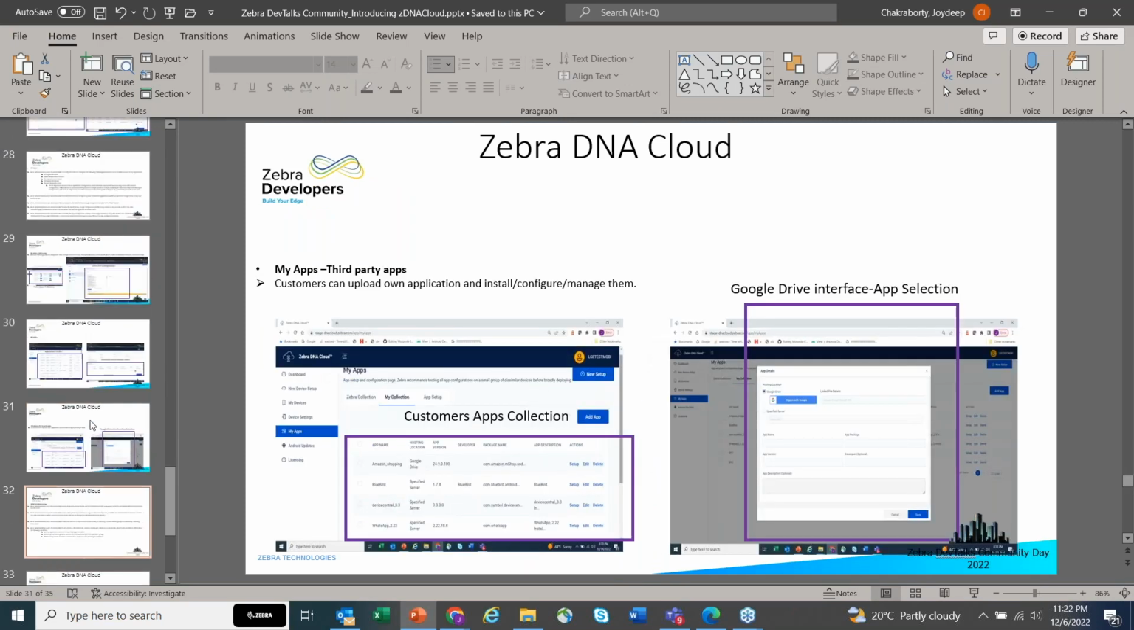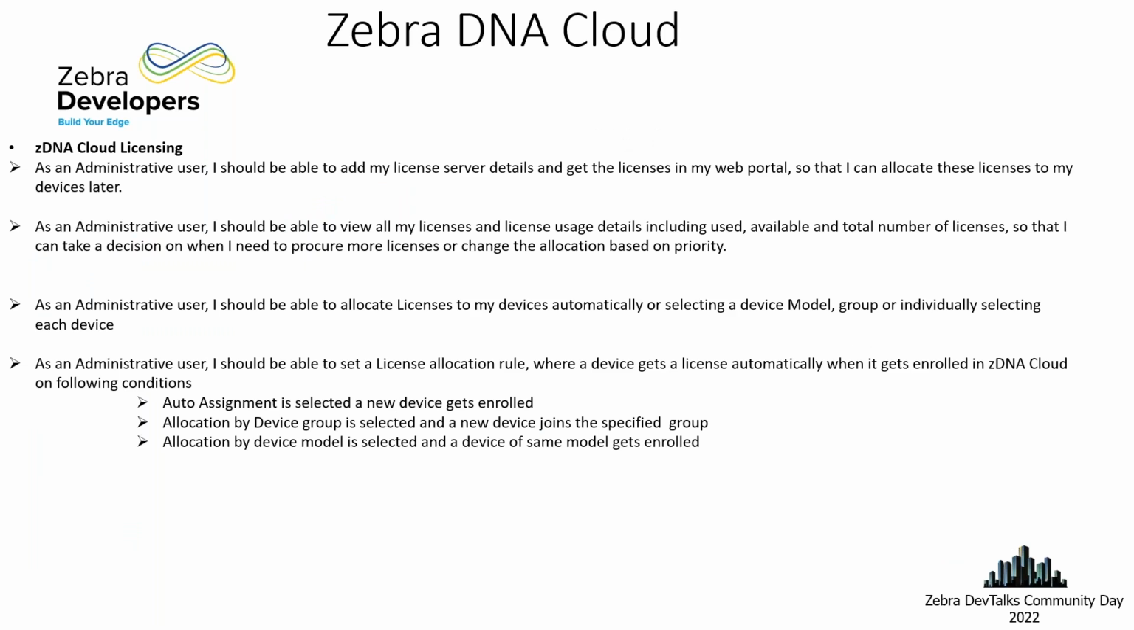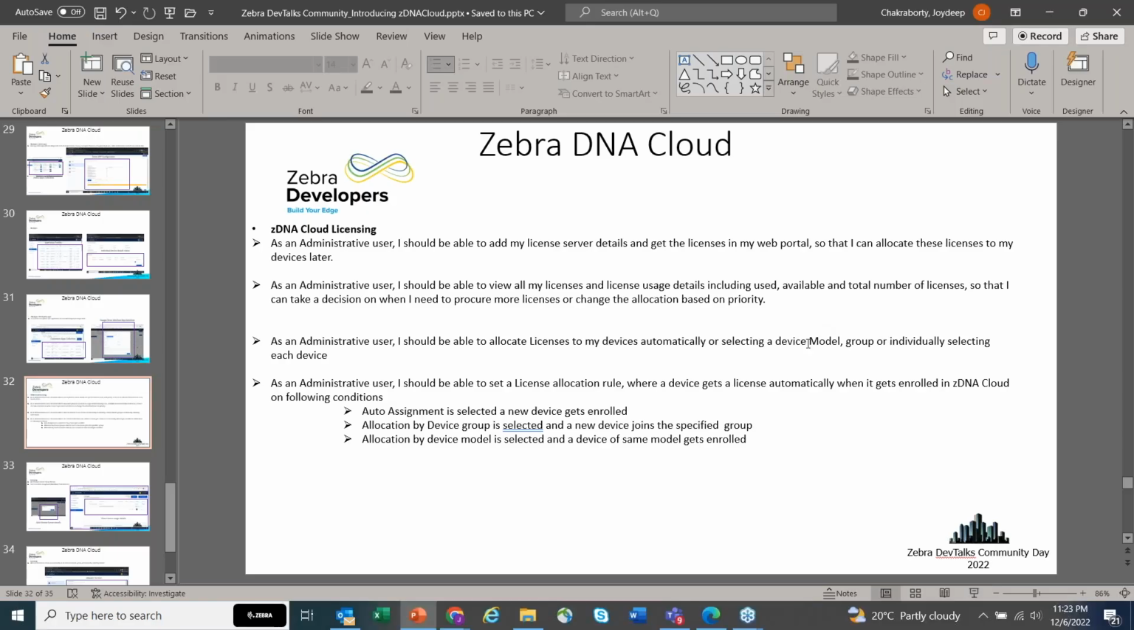I covered the last one, that is the licensing. As I told, some of the things are premium and some of the things are licensed features. So I should be able to add the license server details, and also I should be able to view all my licenses, and I should be able to allocate those to my devices. We'll see how.